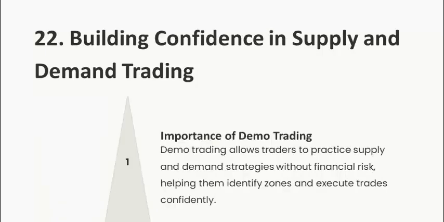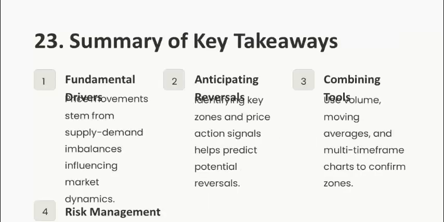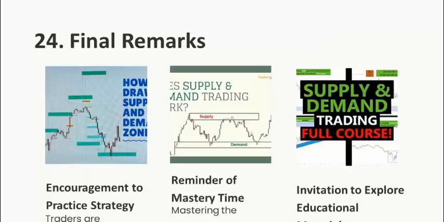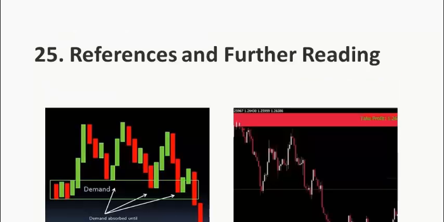Building confidence. 1. Demo trading. 2. Small live trades. 3. Constant learning. Summary takeaways. Understand imbalances. Identify high probability zones. Use confirmations. Manage risk. Final thoughts. Give the strategy time to mature. Be patient, disciplined, and consistent. Trust the process. Resources. Books, Sam Seiden, Al Brooks.